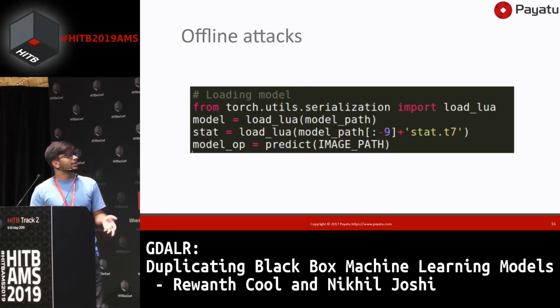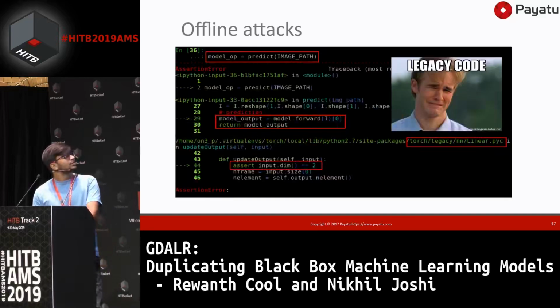Then there is a predict method that we developed to change the image into 224 by 224 size, pass it to the model, and get the output. But we got an error. It turns out PyTorch uses a legacy package of neural network to develop a layer called a linear layer.